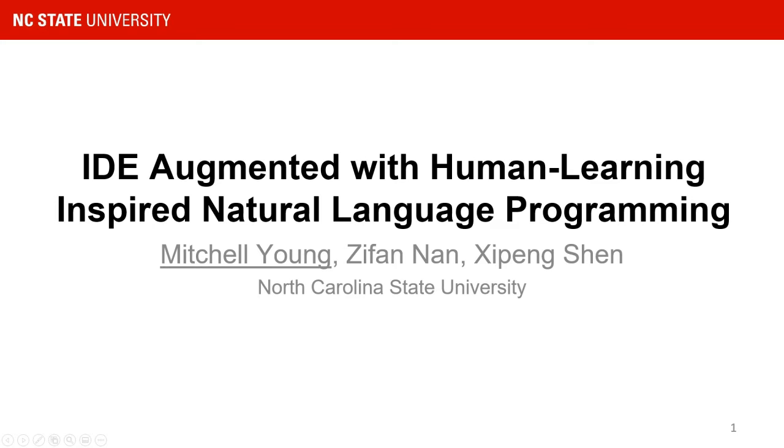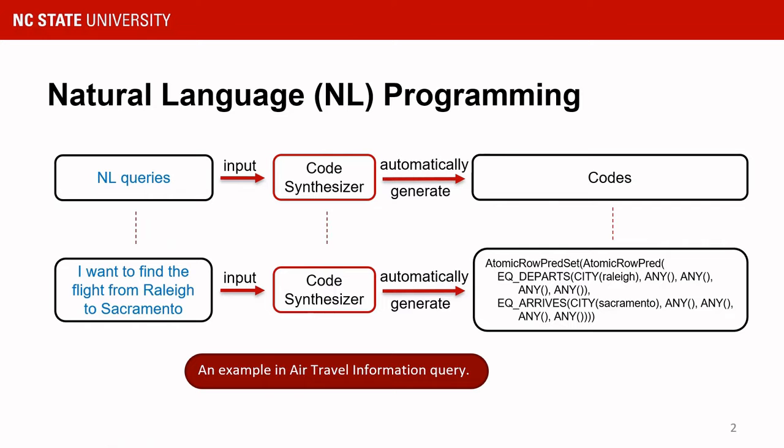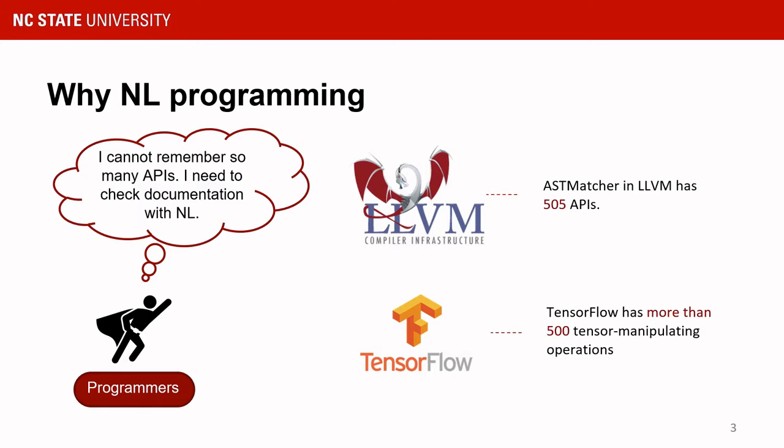In this presentation, we'll be demonstrating the HISyn extension, a natural language programming tool for the Visual Studio Code IDE. Like other natural language programming tools, HISyn is a synthesizer that automatically generates code from natural language input queries. Specifically, its target audience is programmers who are working with domain-specific languages that feature a large number of complex APIs.